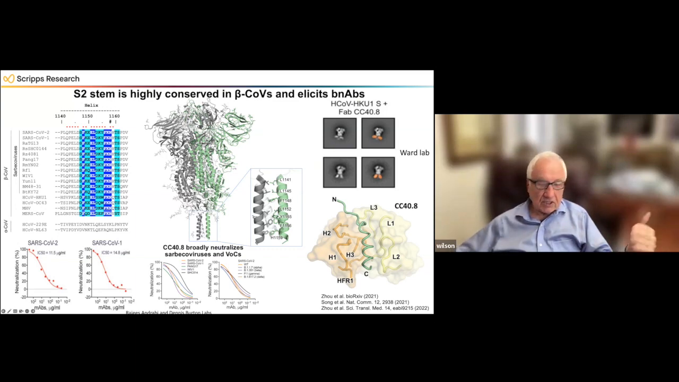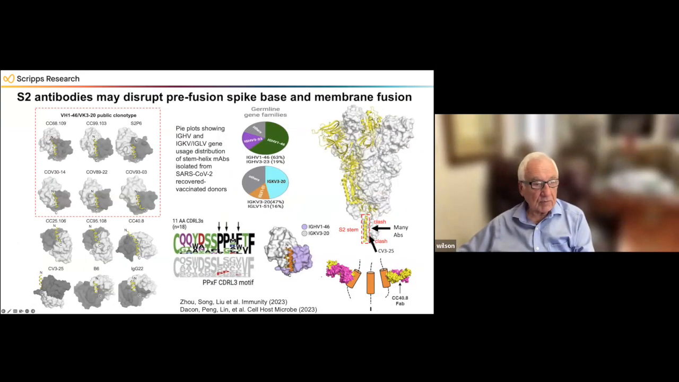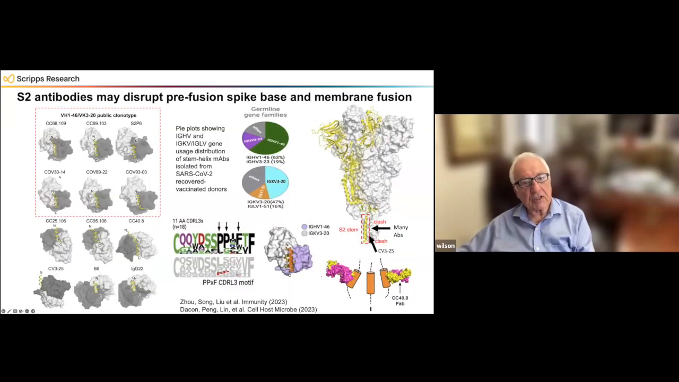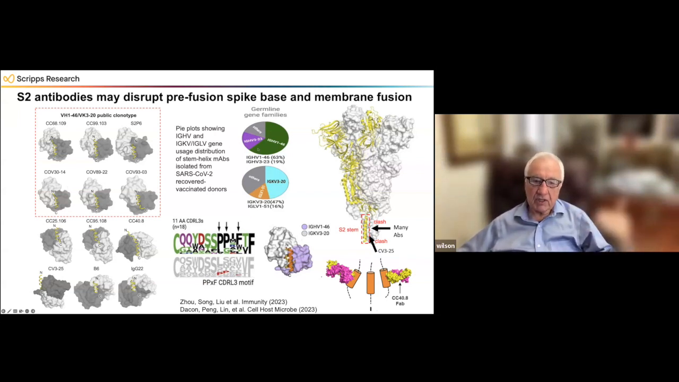And so here's the update on that. There's a lot of different antibodies that have been pulled out against this region. They tend to be restricted to particular families. They're not as potent, but they're extremely broad. And the potency may have to do with the fact that it requires this to open up in order to get the antibodies in.